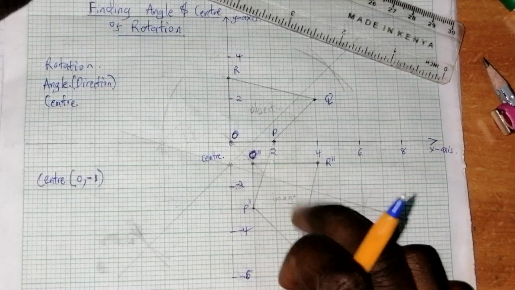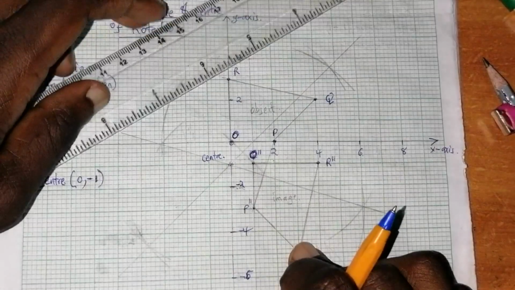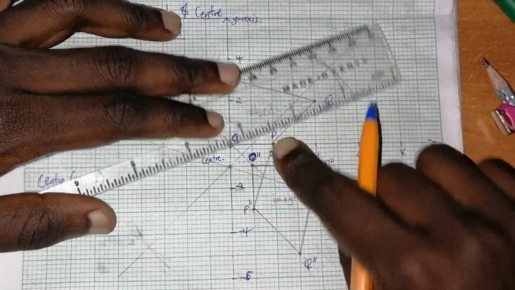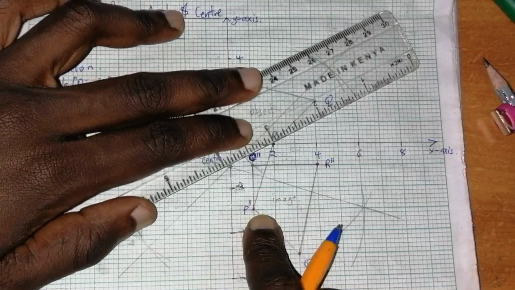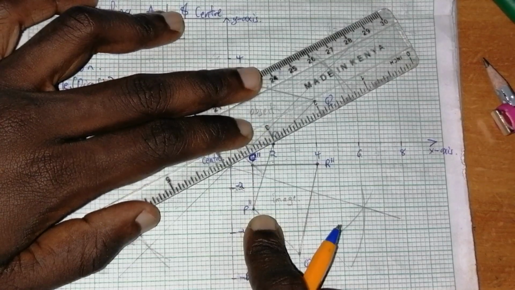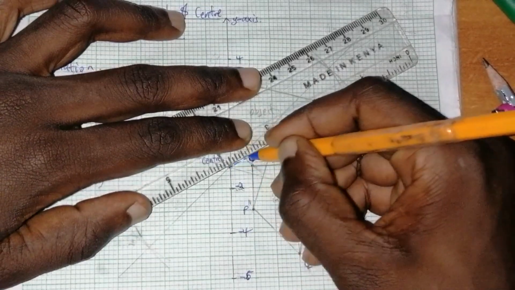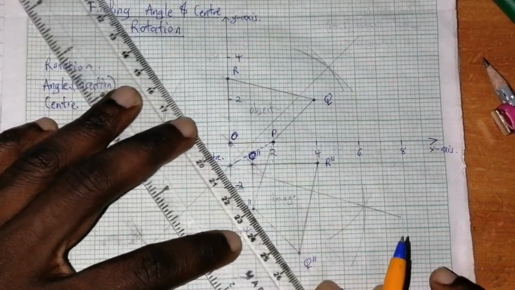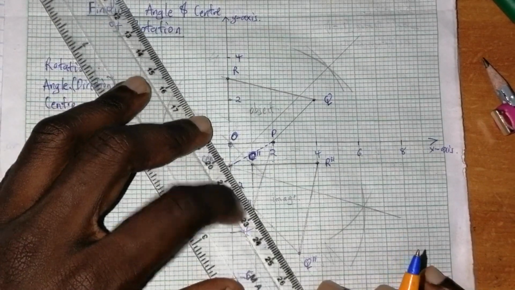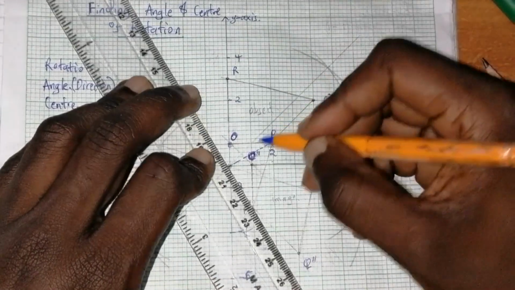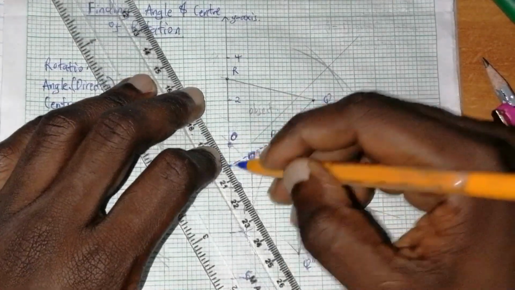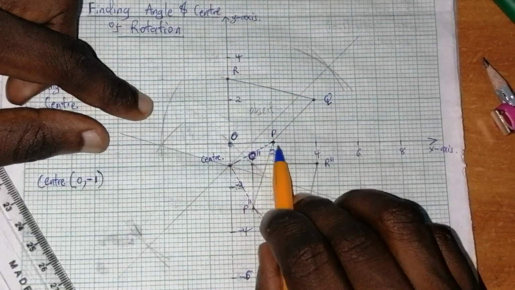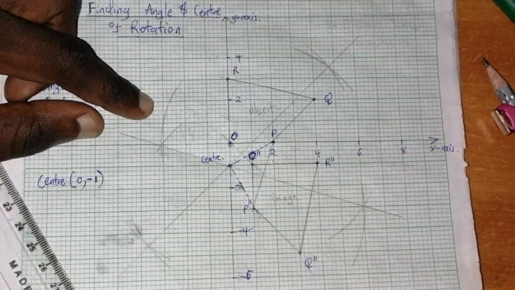So how do I measure the angle of rotation? Again, this is quite easy. I simply take any pair of points. Let me pick point P and P double prime. Then I connect them to the center of rotation. So when I use point P and P double prime, I've just made a straight line connecting these two pair of points with the center of rotation.